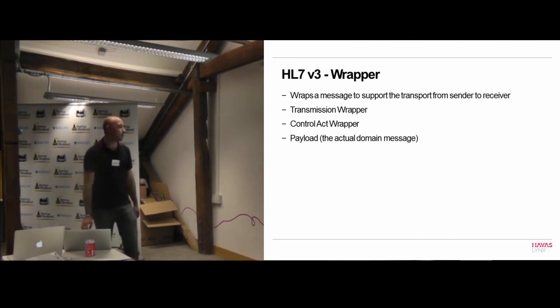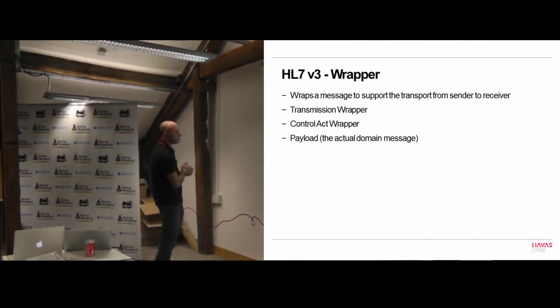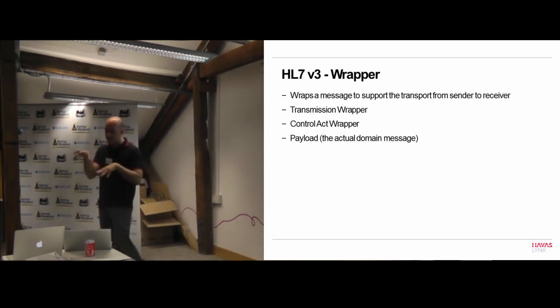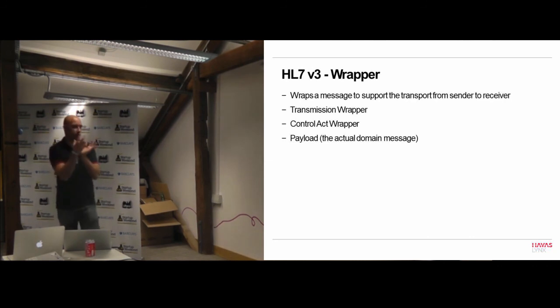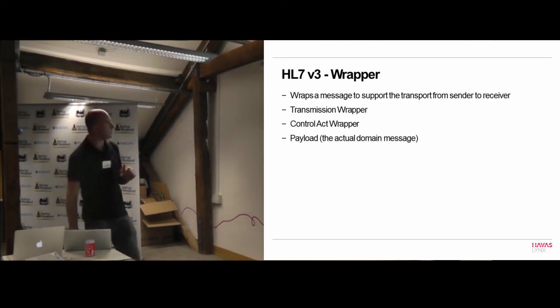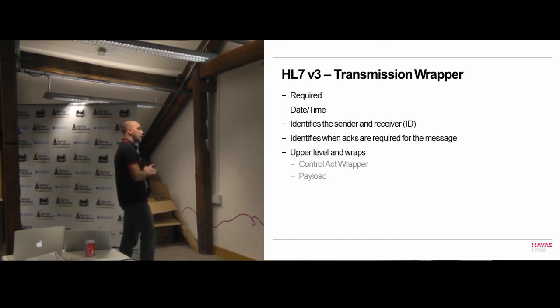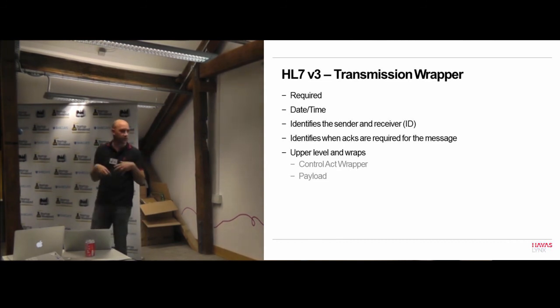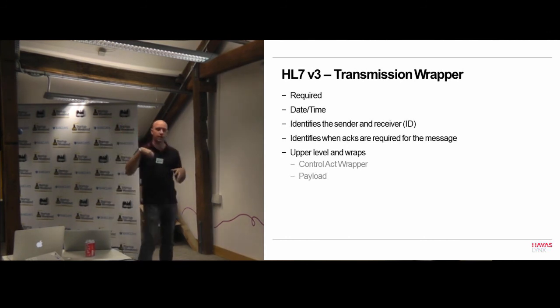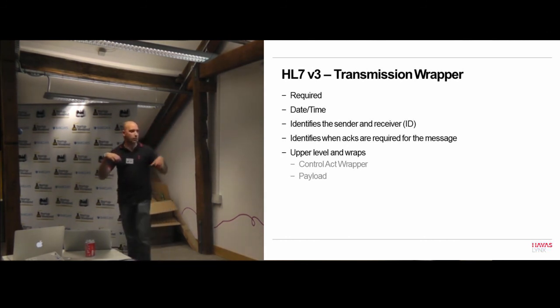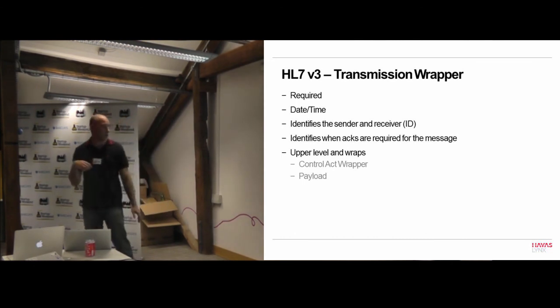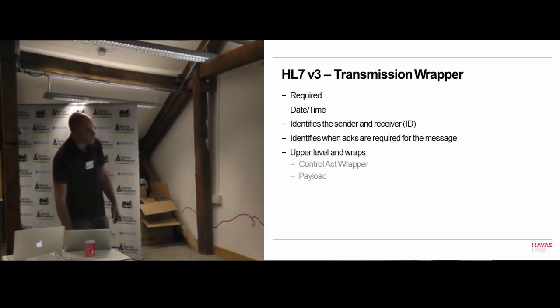Okay, so wrappers. What a wrapper does, when I want to send my information out, is wrap up this block of information in something that is a bit more meaningful. I'm just going to explain them a bit more. I've got a transmission wrapper. What the transmission wrapper does is give us a bit more information around that block of information. It sits above it. It gives me a date time, a sender, a receiver, and it also says acknowledge when you send this, so it gives me an acknowledgement. It then wraps around the control act and the payload. I'll come on to them now.